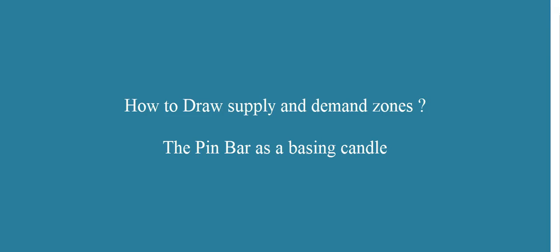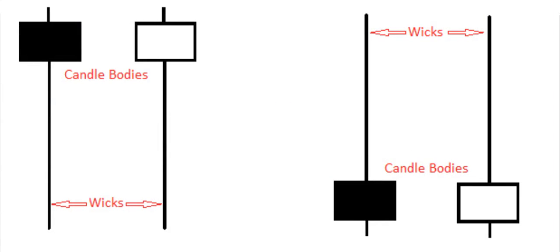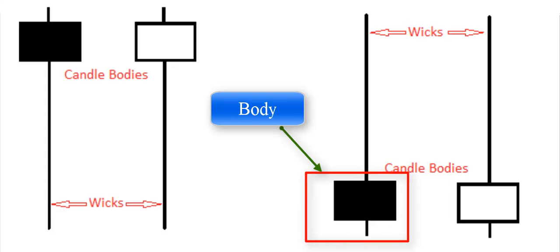Hi everyone, in this course we are going to learn how to deal with different pacing candles when drawing supply and demand zones. And we are going to start with the pin bar candlestick as a pacing candle. A pin bar forms with a long upper or lower tail and a small body. The space between the open and close of the pin bar is known as the body.